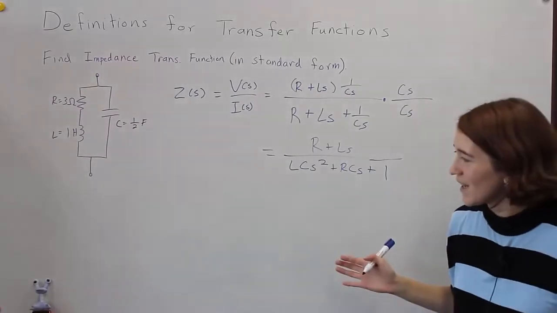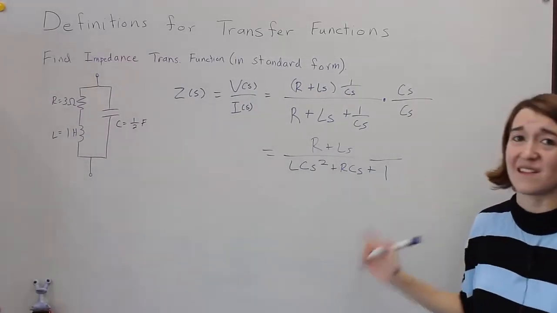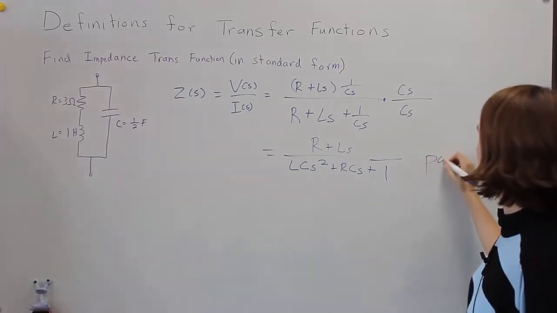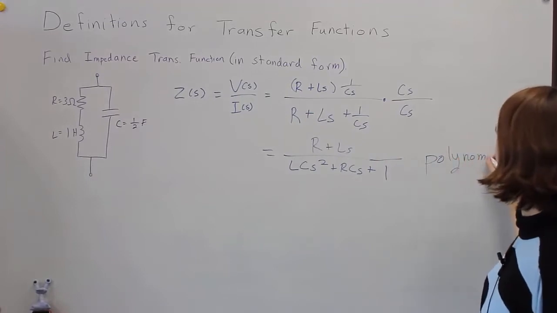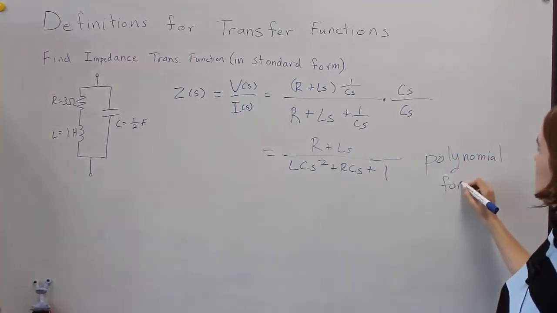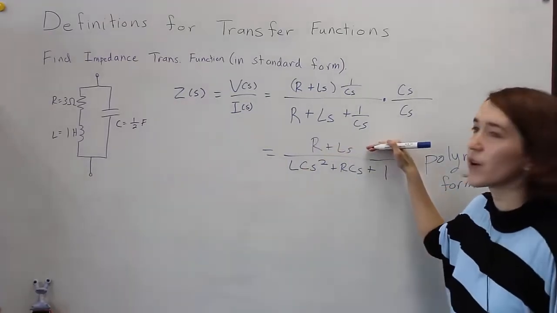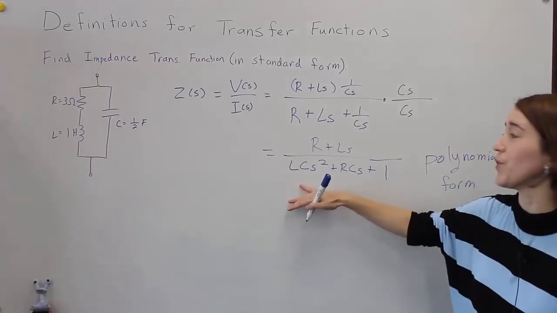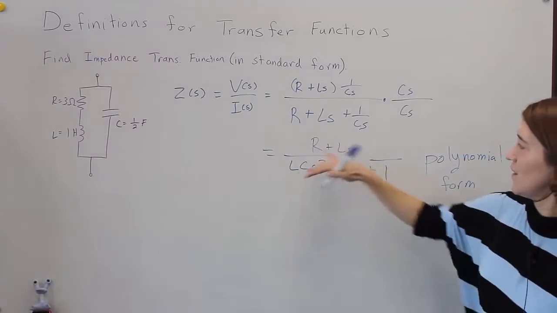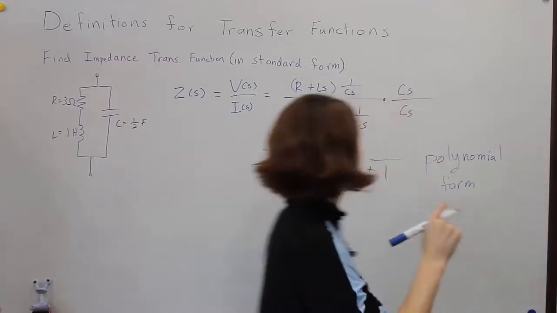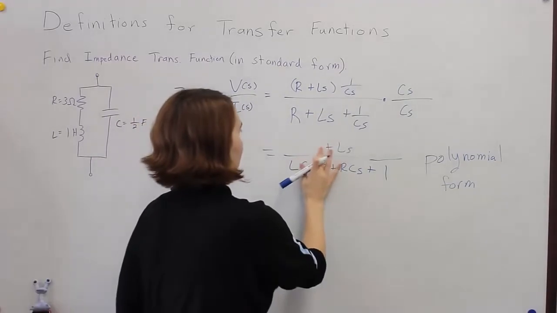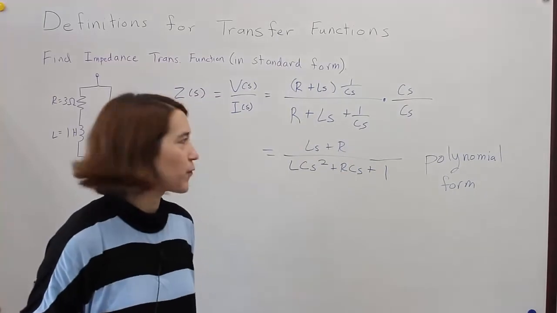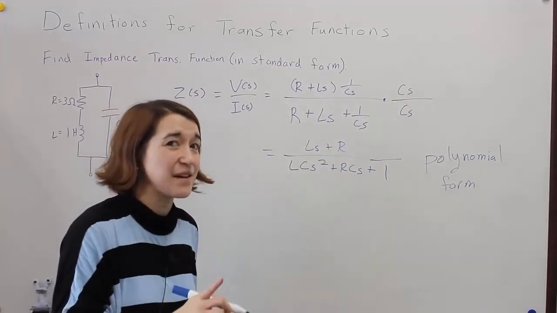Now we are done, right? No? Valerie says this is still not in standard form. This is what we call polynomial form. So in polynomial form, the numerator and the denominator are in a form where each one is a polynomial of S. So we have S squared, S, and a constant. Actually, we should flip this around technically. Let's do that. LS plus R. So then we have our nice polynomial form, but this is actually not yet standard form.